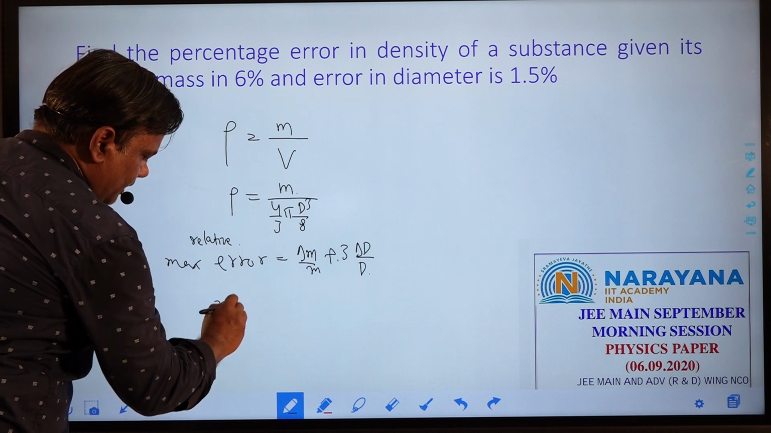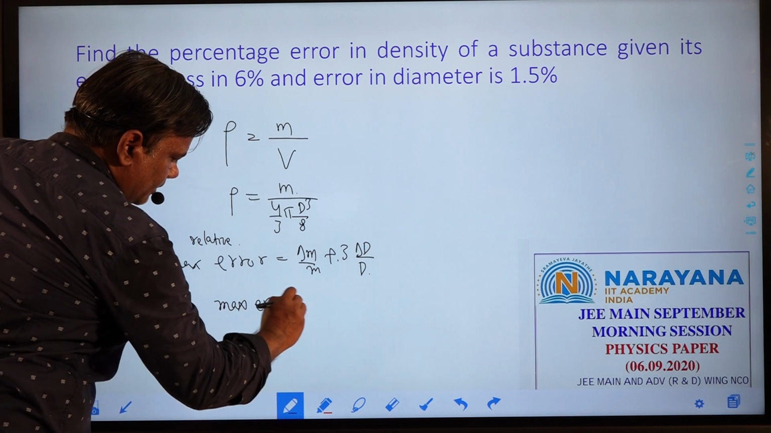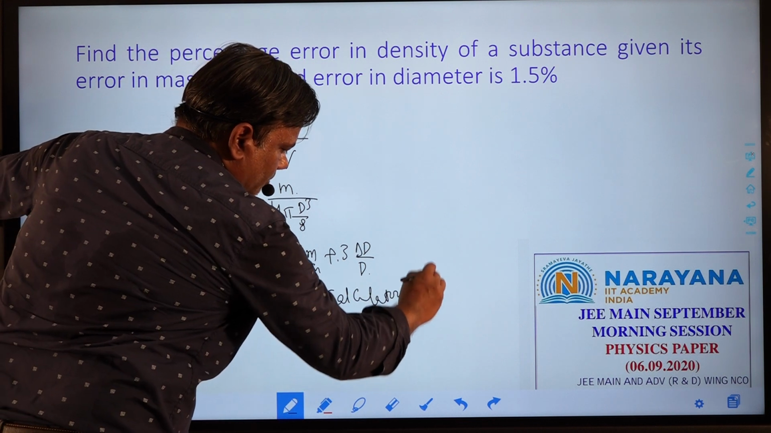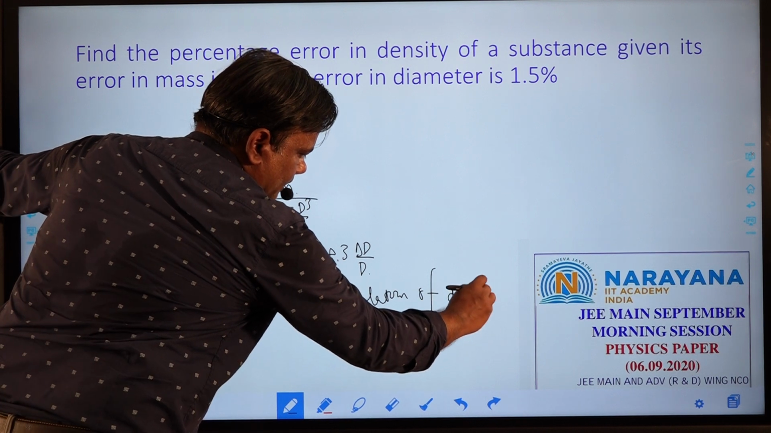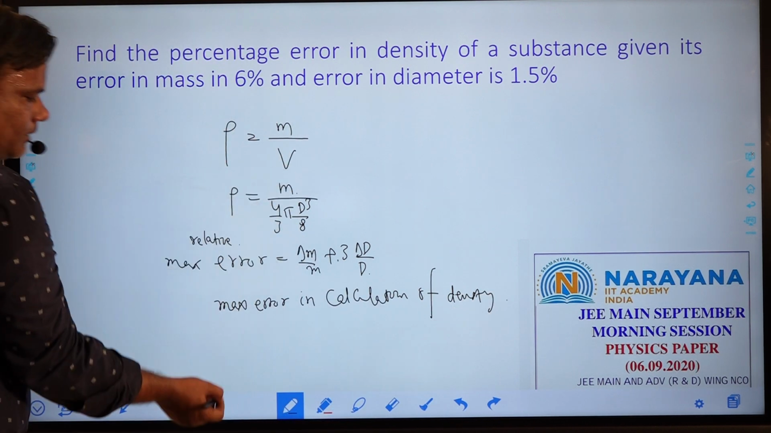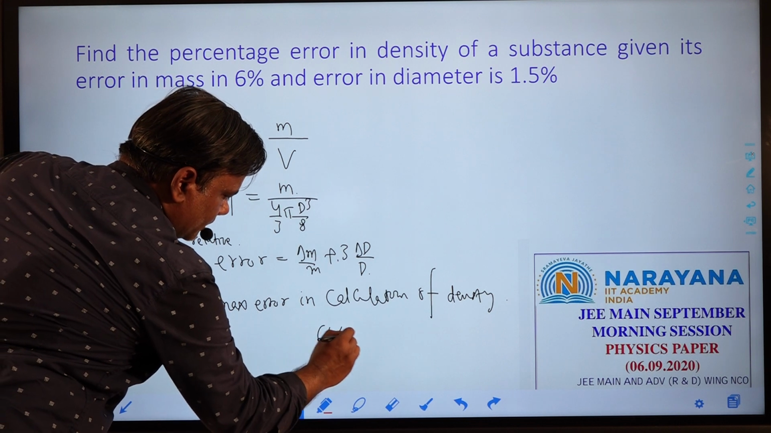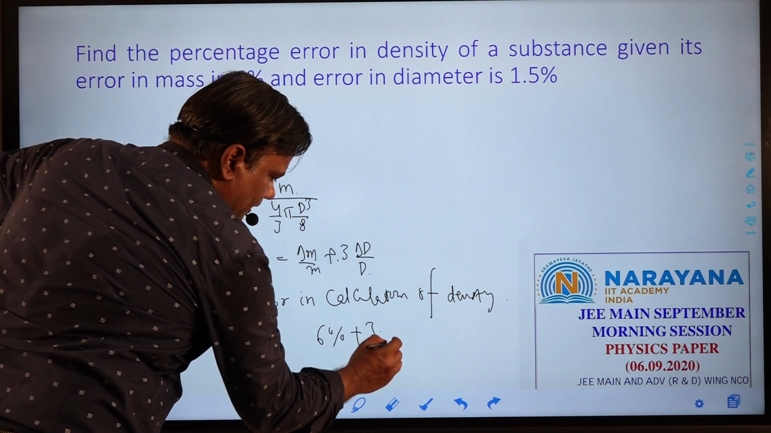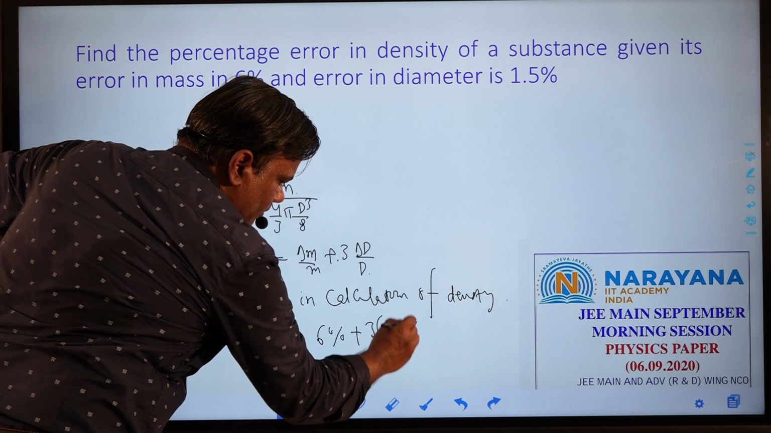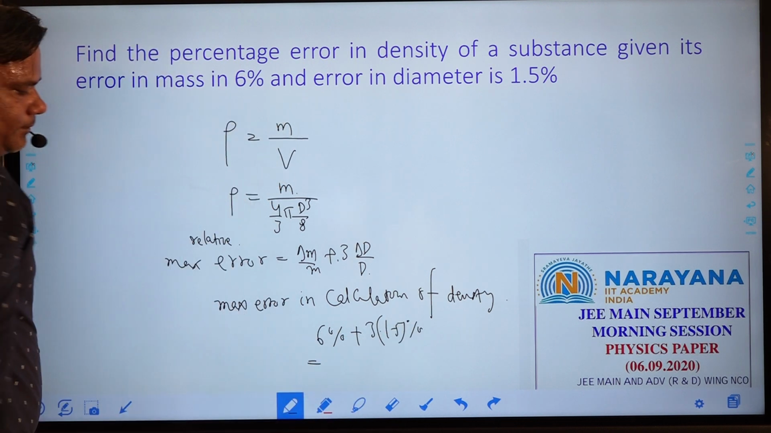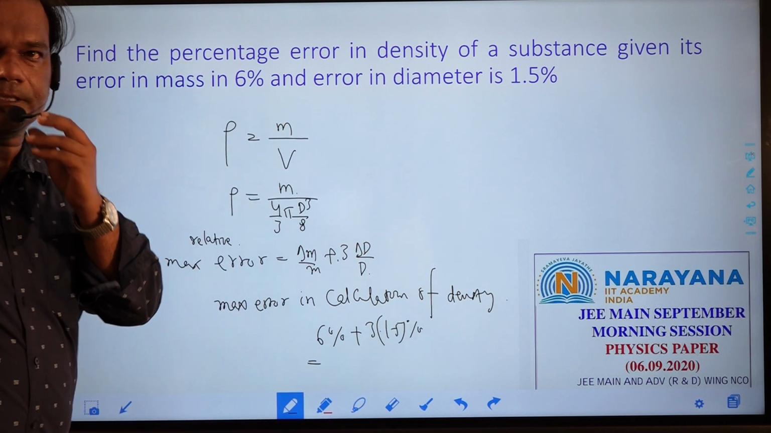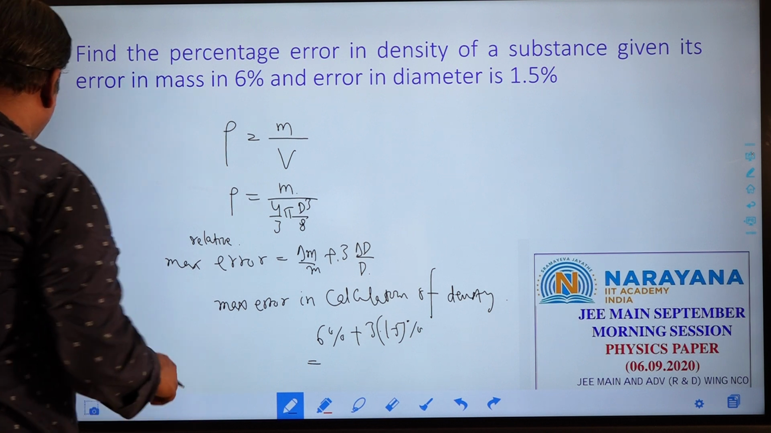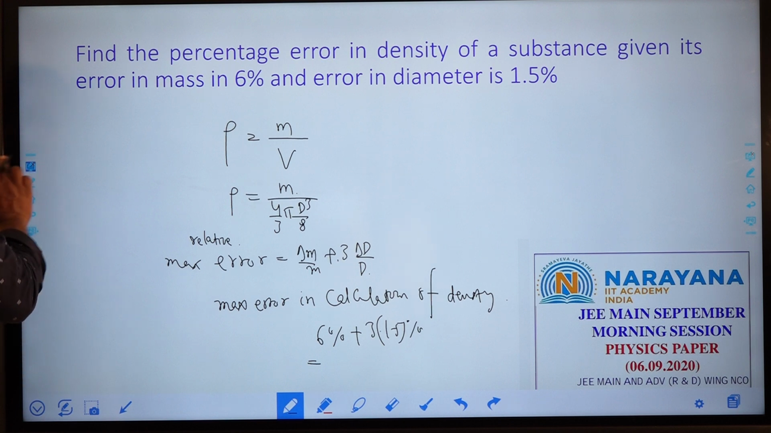So maximum error in calculation of density will be equals to how much? That is maximum error in the calculation of mass, which is 6%, plus 3 times the error in the calculation of diameter, which is 1.5%. So we will get now, this will be equals to 6% plus 4.5, that is 10.5%. So this is the total error in the calculation of density. Now I will go to the next question.